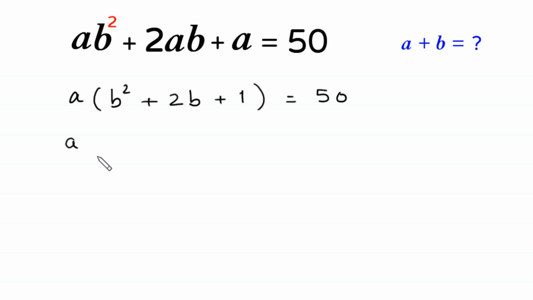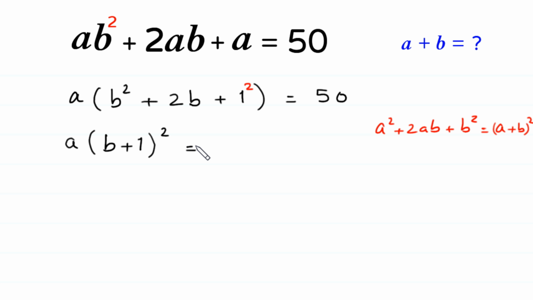Next, a times, now here we have b square and we can consider this one as 1 square because 1 square is equal to 1, and according to the algebraic identity a square plus 2ab plus b square is equal to a plus b whole square. We can write this b square plus 2b plus 1 square as b plus 1 whole square is equal to 50. Now at left side we have two factors.